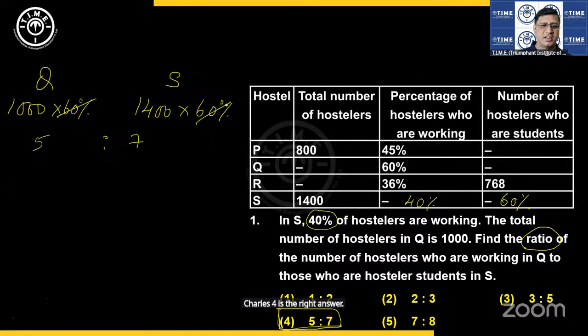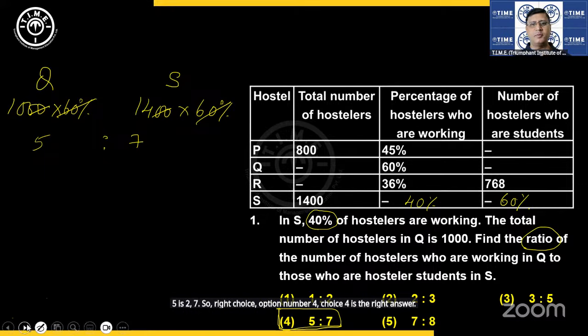60 and 60 get cancelled. Zeros and zeros also we can cancel. Now dividing by 2, 5 is to 7. So the right choice is option number 4. Okay, let's move to the next example.